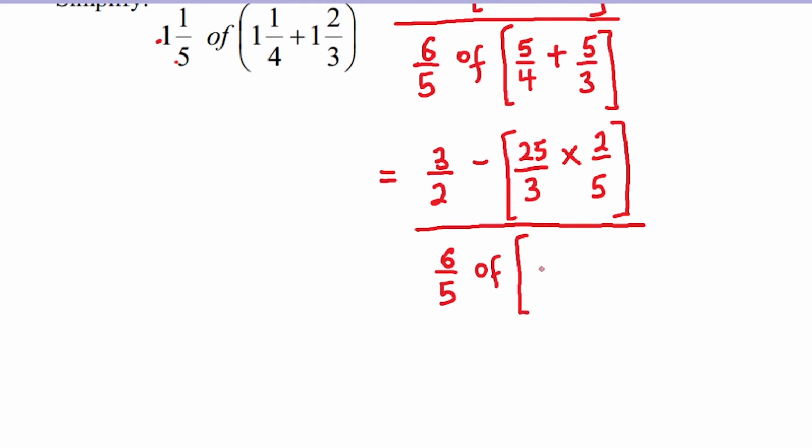Now 5 over 4 plus 5 over 3. Let's add those ones right now. So the LCM is 12 right there. 12 divided by 4 is 3. 3 times 5 is 15. Plus 12 divided by 3 is 4. 4 times 5 is 20.